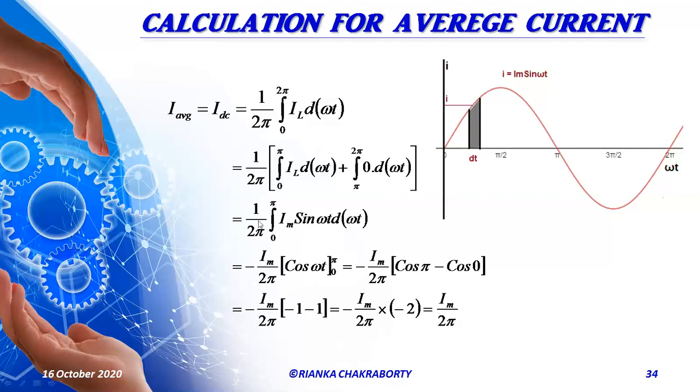So Im is the constant term. So we can write minus Im by 2 pi cos omega t, with limits 0 to pi. Now we put the limits: minus Im by 2 pi times cos pi minus cos 0, and this is the calculation. So we get, after calculation, I average or IDC equals Im by pi.